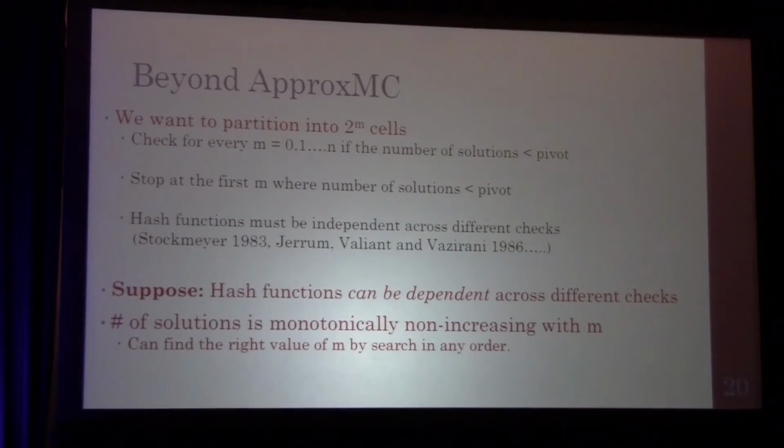Suppose the hash functions could be dependent, and we have a similar algorithm where we had to stop at the first value of n when the number of solutions is less than given. If we have monotonicity, we can actually do the search in any order because that point is unique. We can actually just do a binary search.